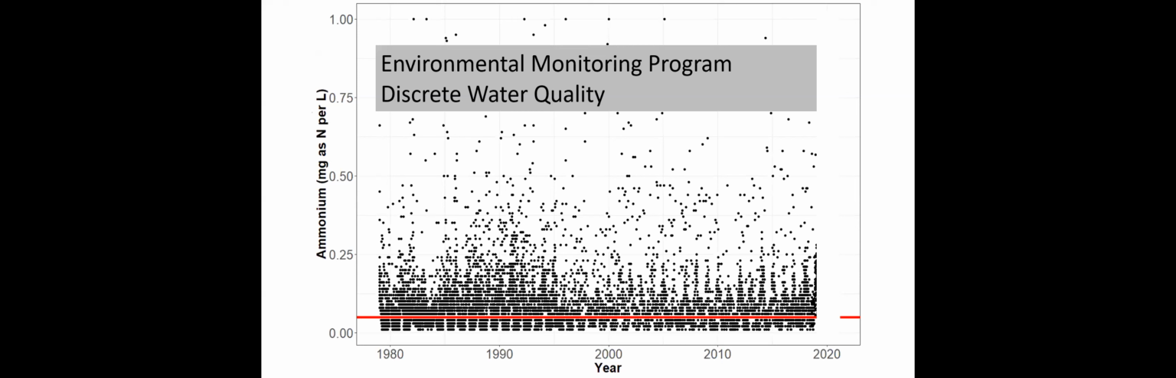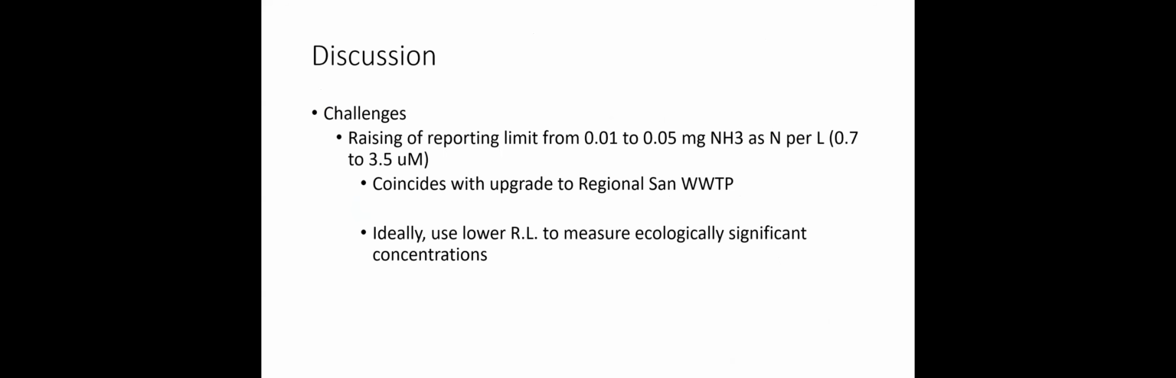As you see, EMP had many observations below 0.05 milligrams per liter when the reporting limit was set to 0.01. Similar to our study, EMP data shows a clear time step difference in the reported ammonium concentrations. Unfortunately, this increase in the reporting limit coincided around the same time that the regional San wastewater treatment plant underwent an upgrade to drastically reduce its ammonium loading to the system.